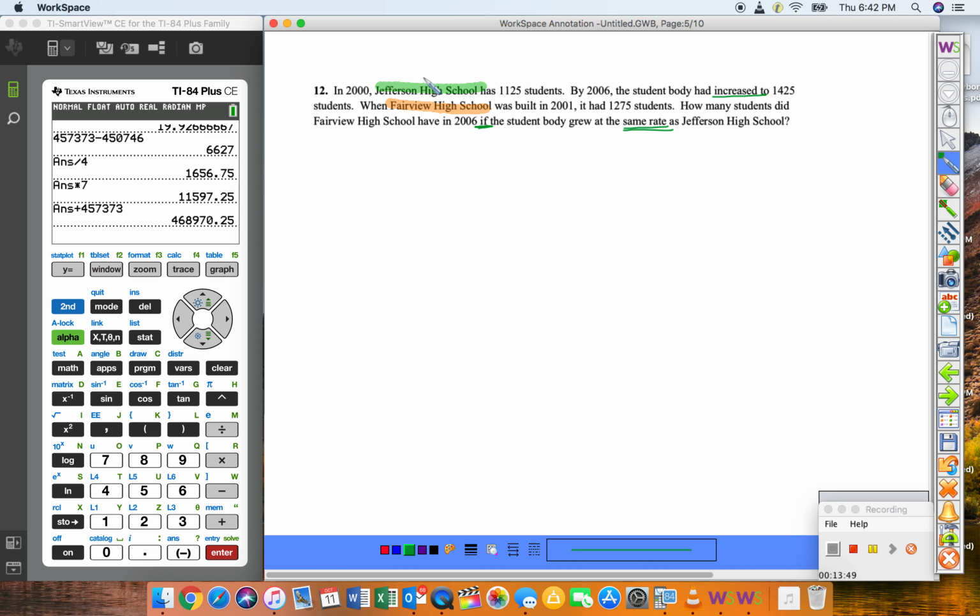So we got Jefferson and we got Fairview. Since we got two different high schools, let's do some labeling. Let's call this Jefferson over here, and let's do Fairview right here. And what they're asking is, if they grow at the same rate. So what I need to know is the rate of change for one of these high schools. Jefferson, I have some info. In the year 2000, the attendance was 1125. Sweet. There's an ordered pair. And in 2006, that thing was 1425.